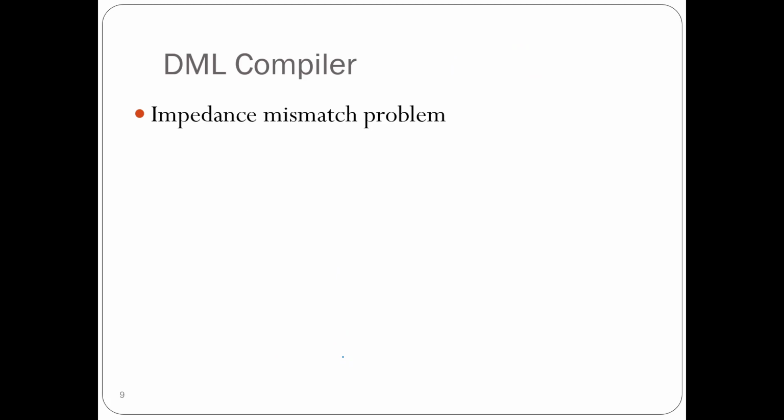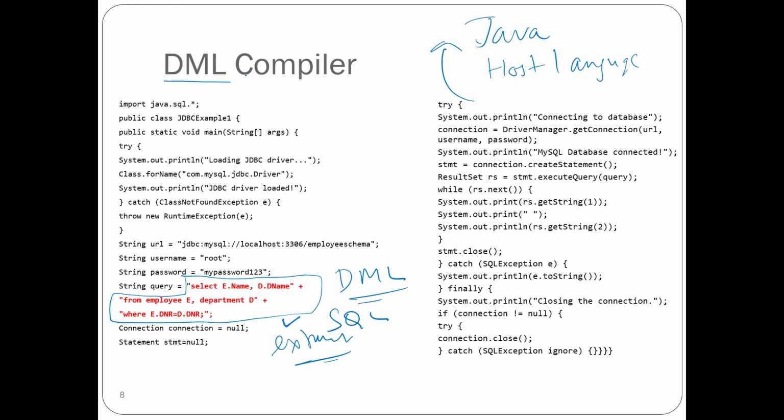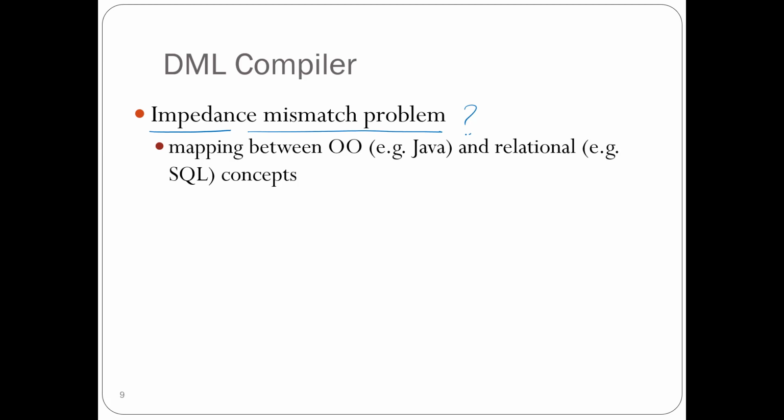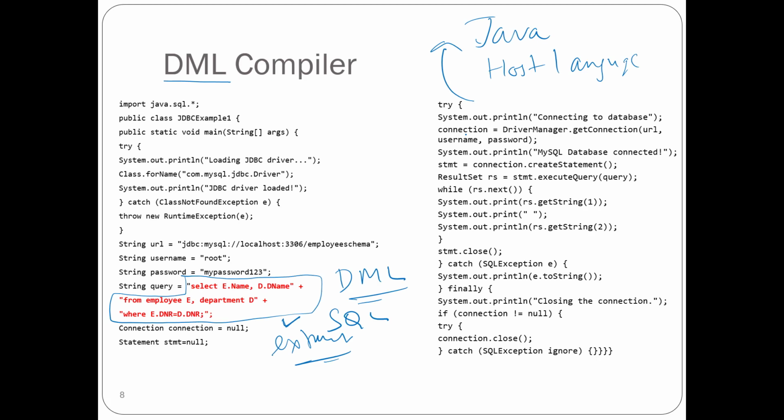Now, let's discuss another very interesting issue that gets involved when we have a scenario like this. What do I mean by a scenario like this? Well, when we are using a host programming language, and that host programming language is interacting with the database using the language provided by the database, like the DML provided by the database. So this problem is called the impedance mismatch problem. So let's see what this whole problem is about.